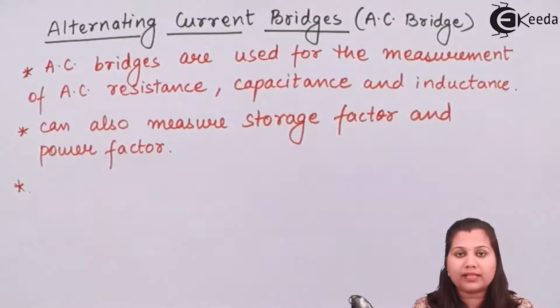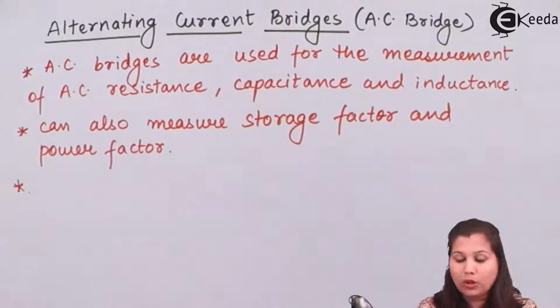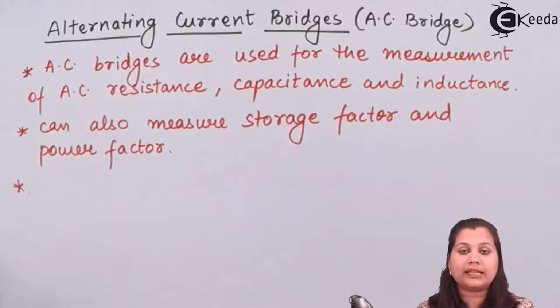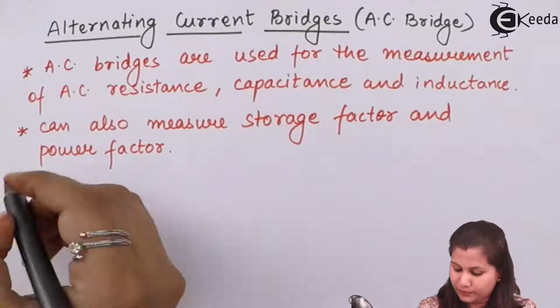Now, all the alternating current bridges are based on the Wheatstone bridge. The Wheatstone bridge is the most simple and basic bridge network. It is a DC bridge in which we use a battery or EMF as the power supply in the bridge network. So all the alternating current bridges in their construction are based on the Wheatstone bridge.